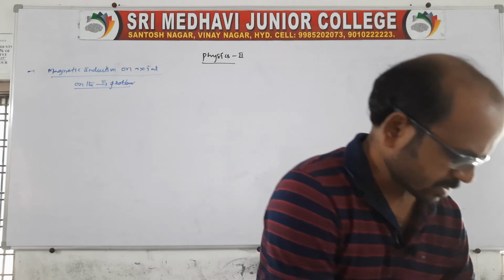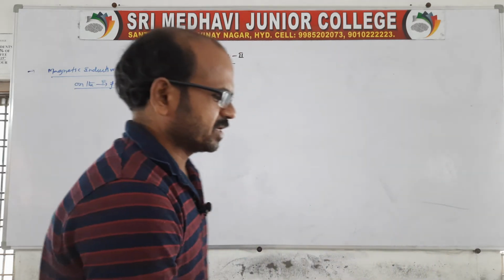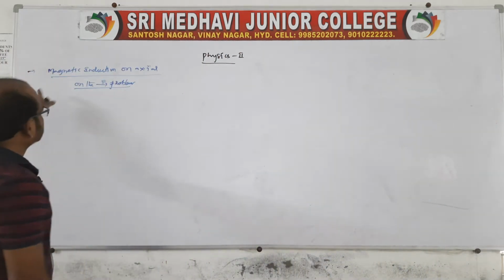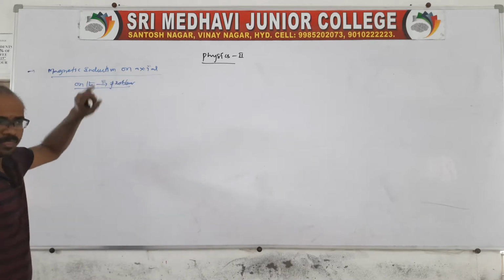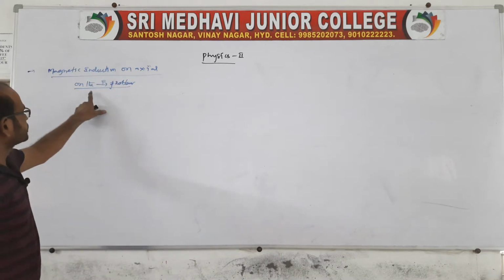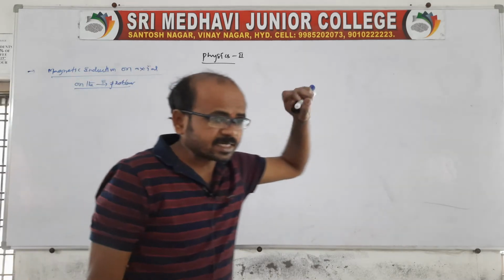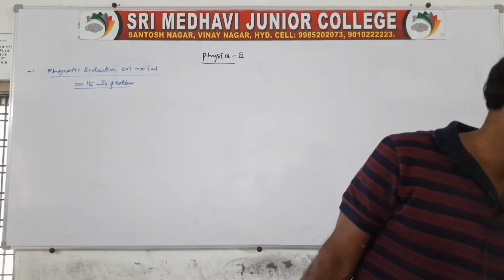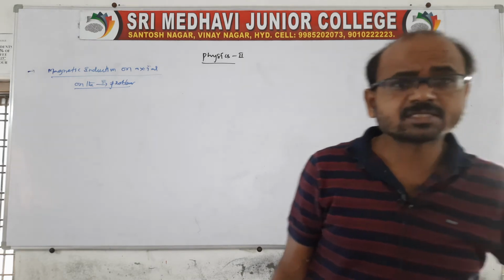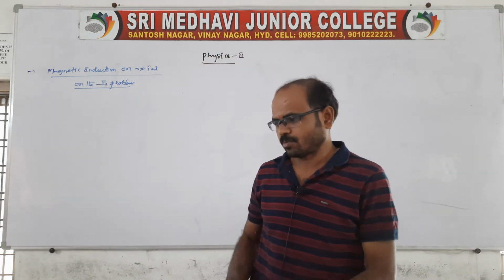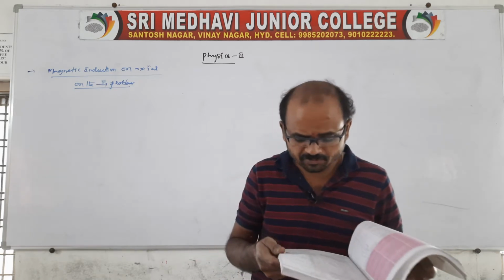In the previous class, we completed magnetic induction on the axial line. Now we will do problems on the axial line. Problems are based on magnetic induction on the axial line, as well as on the Coulomb inverse square law. So we'll do those problems, then we'll see.